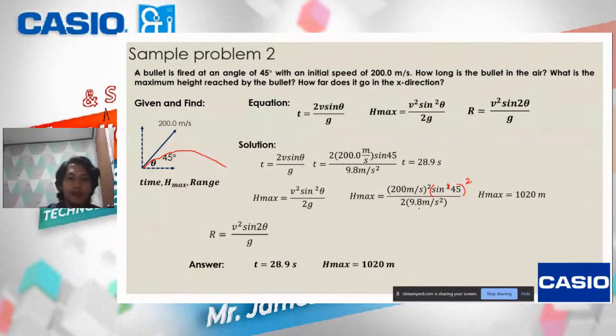1020. Now, how do we get the range? Since mayroon pa rin tayong value ng v square at saka sine 2 theta, sine 2 theta, bilisan ko na, no?